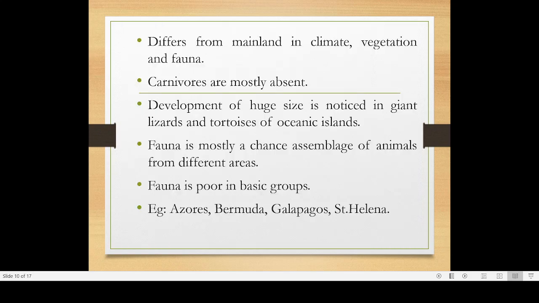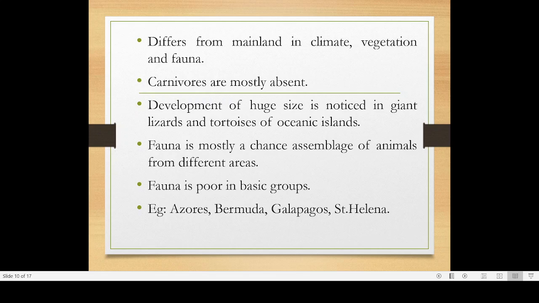to survive. Now going to the climate and vegetation as well as fauna, we can find a lot of difference between oceanic island and the nearest continent. They are all completely different. You take the fauna of Mauritius, or fauna of Fiji Island, fauna of Galapagos Island, St. Helena, any oceanic island you take, there won't be much similarity with the animal diversity of the nearby continent.